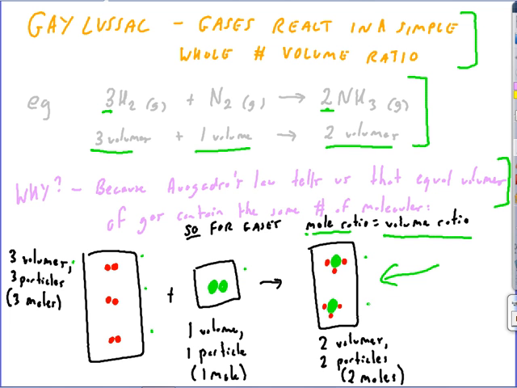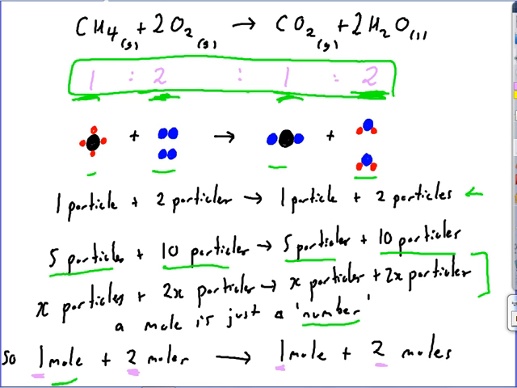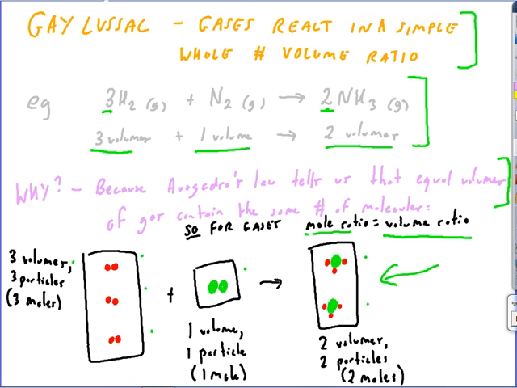So with normal reactions that don't all have gas phases, we can just say that it's a particle ratio or a mole ratio. But with gas reactions where all the components are gases, we can also say this ratio here, 3 to 1 to 2, is not just a particle ratio, it's also a mole ratio, and for gases it's also a volume ratio. So let's look at some examples where we use these chemical reactions to figure out problems.